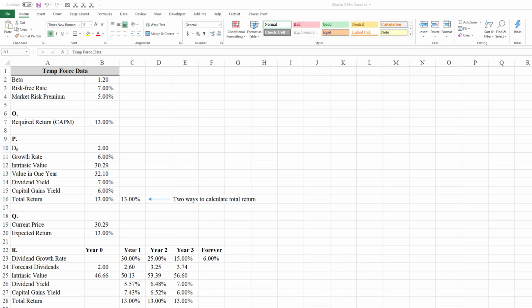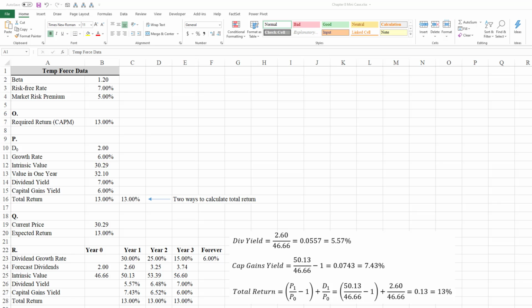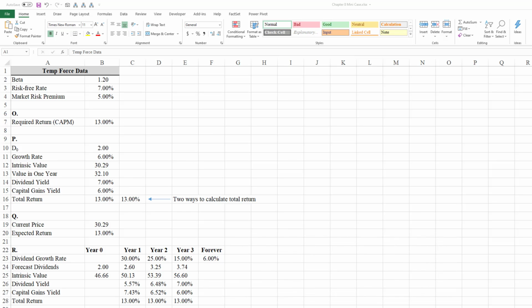Now then, they ask what are the dividend yield and the capital gains yield during the first year. You can see the equation. We have a dividend yield of 5.57% and a capital gains yield of 7.43%. Notice that they add up to 13%. And if you do that for year 2 or year 3, they will again add up to 13% exactly. That will always be the case. Remember, total return is the sum of the capital gains yield and the dividend yield.